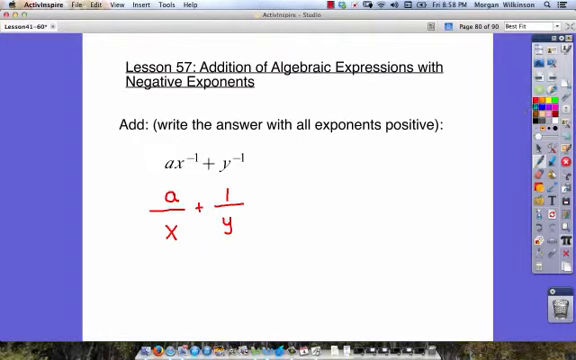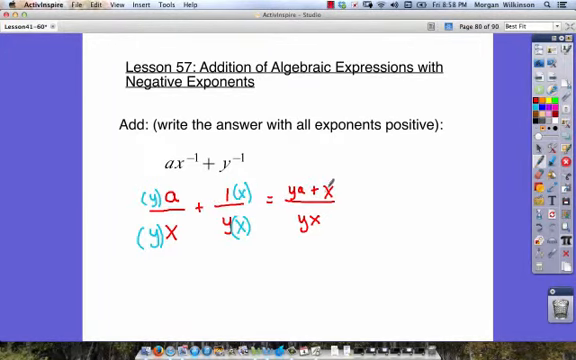Now we know whenever we add fractions that we've got to have the same denominator. So we're going to multiply x times y and then do that in the numerator. And then we're going to multiply y times x. And whatever we do in the denominator, we have to do in the numerator as well to balance everything out. So we know our denominator must be y times x. And our numerator is going to be, well, y times a, plus, we've got 1 times x, so plus x.